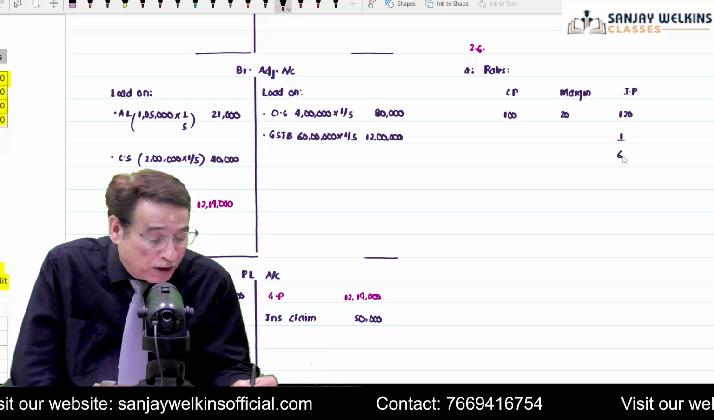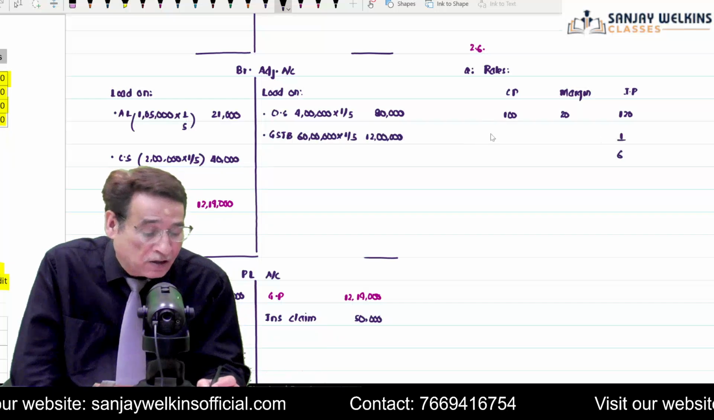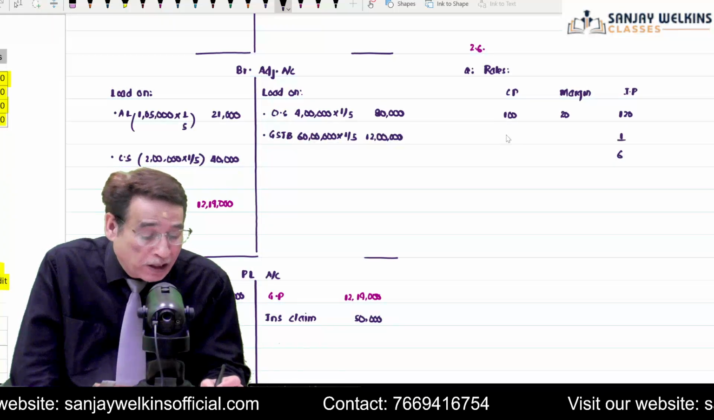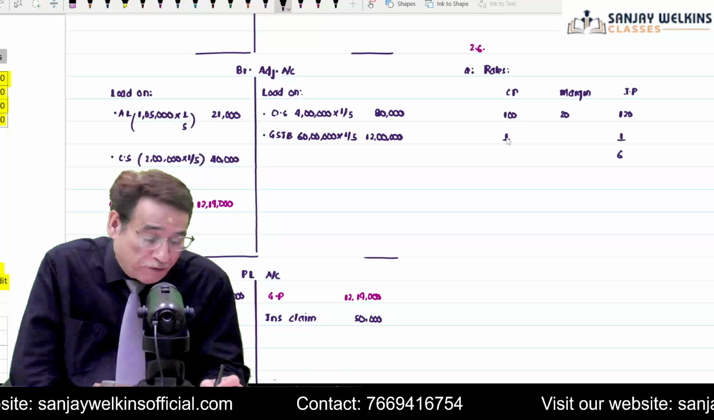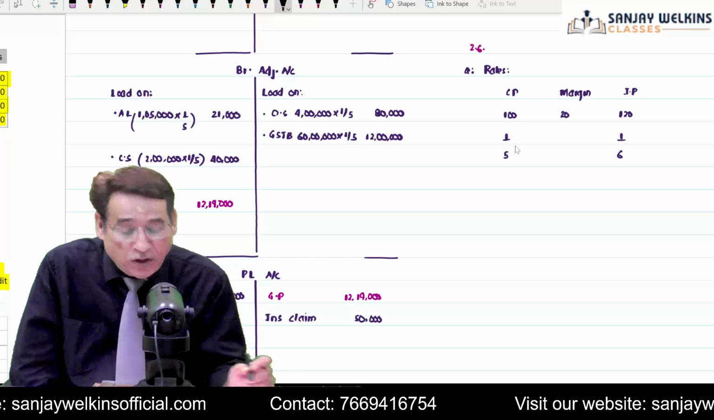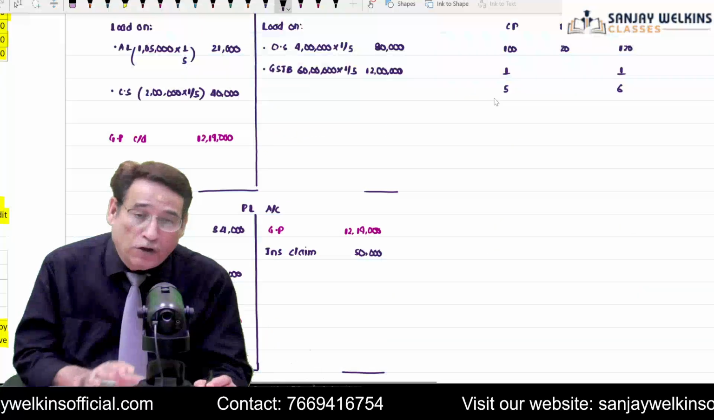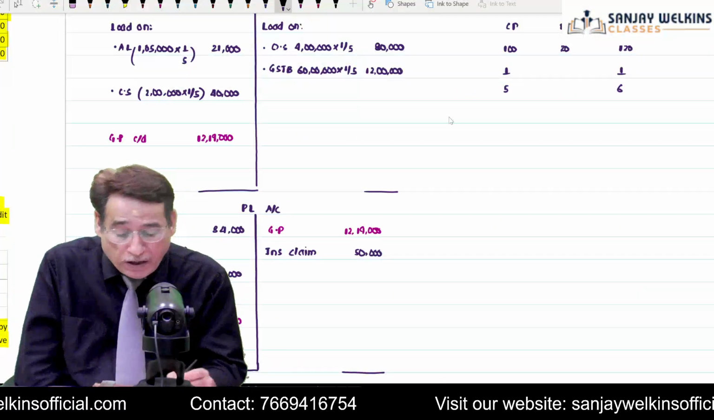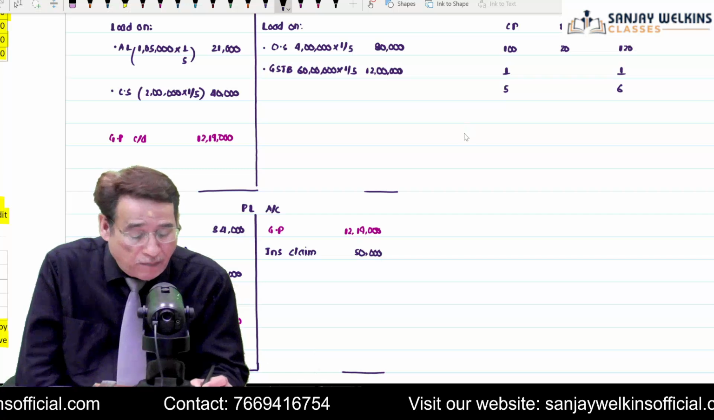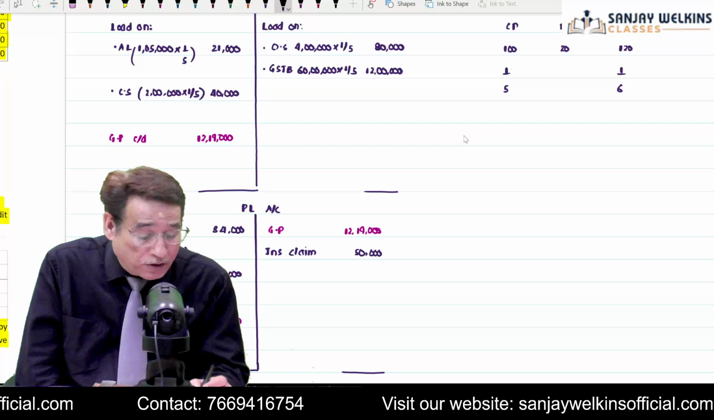So rate of loading on invoice price will be 1 by 6, while rate of loading on cost price will be 20 by 100, that is 1 by 5. Is it clear to you? In this question, you shall be requiring rate of loading on cost price also, because many items in this particular question are being given on cost.